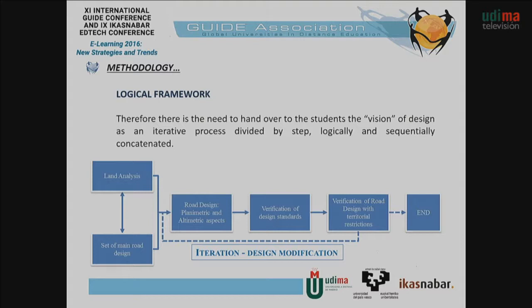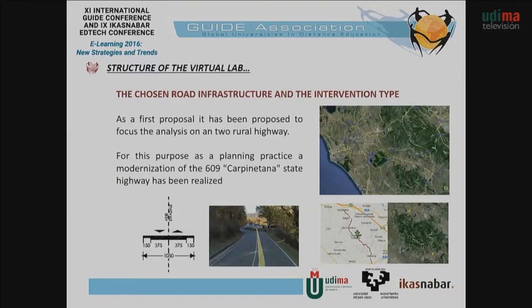So after that, there is a kind of iterative process. So the student can go back into the design process and make a second phase design, changing some parameters of the road or the planimetric and altimetric aspects.